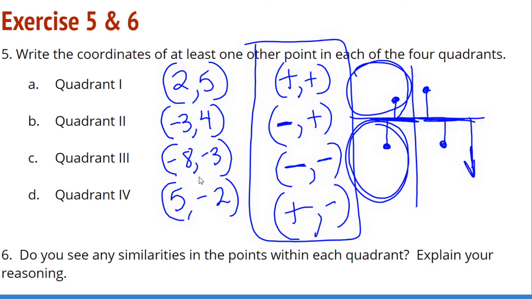If I have 2 positive coordinates, that means I'm in quadrant 1. If I have 2 negative coordinates, that means I'm in quadrant 3. If only one of the coordinates is negative and one is positive, then I'm in quadrant 2 or 4, depending on which is positive and which is negative.